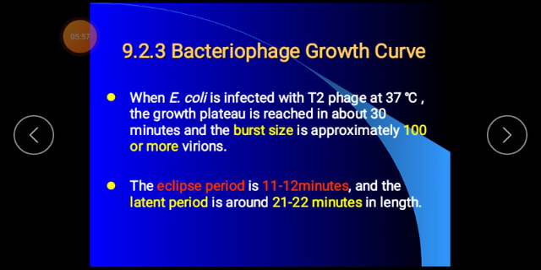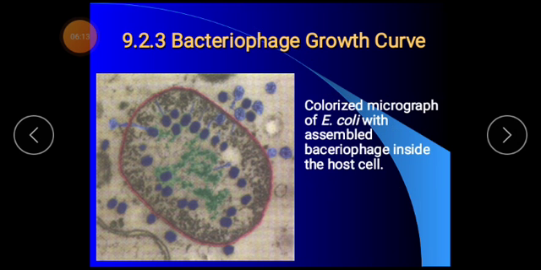The eclipse period is 11 to 12 minutes. You can ask yourself how long the eclipse period lasts: it takes 11 to 12 minutes, and the latent period is around 22 minutes in length. And here, colonized bacteriophage of Escherichia coli with assembled bacteriophage inside the host. This is the structure of the bacteriophage of E. coli.